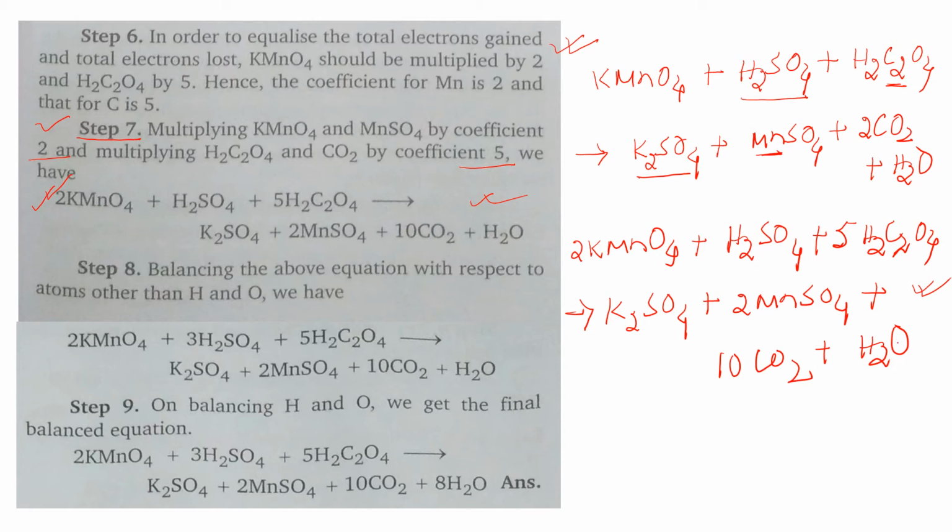Okay. Now step number 8. Now what is the next step? Next step is, except hydrogen and oxygen, balance all other atoms. Now come here, this is the equation. You see that here it is 2K and this is also K2, so it is balanced. Here it is 2Mn and the right hand side also 2Mn, so it is balanced. I will not see for oxygen and hydrogen. See for sulfur. Sulfur here is 1, here is also 1.